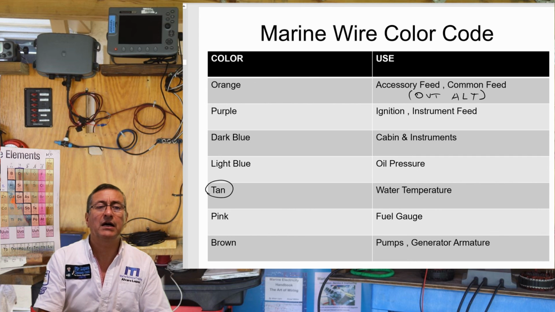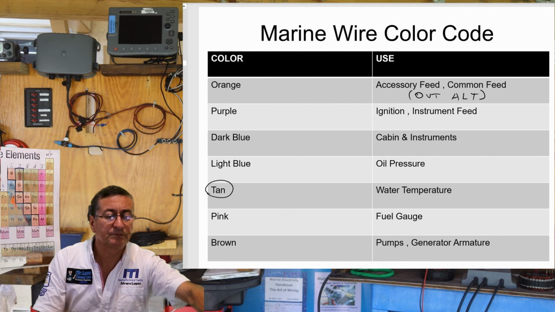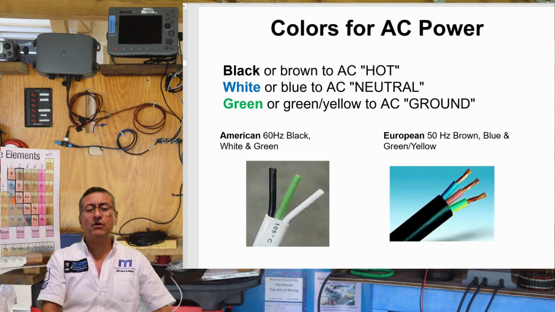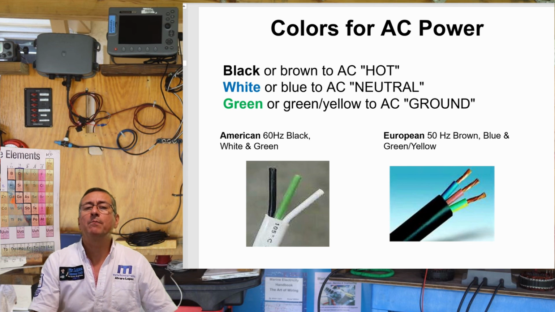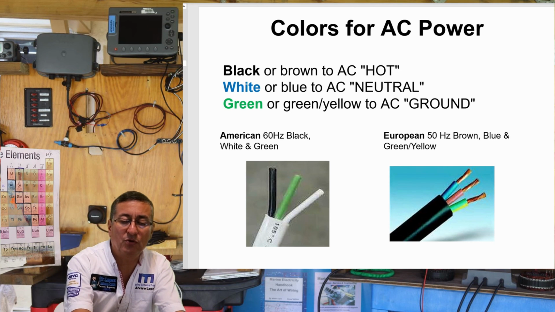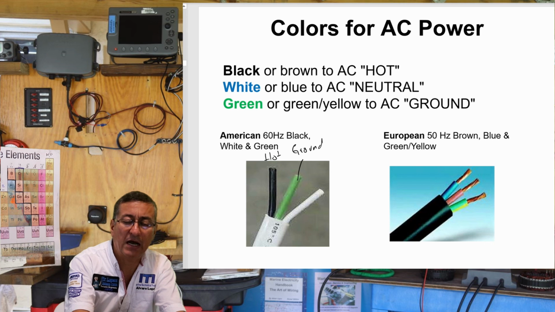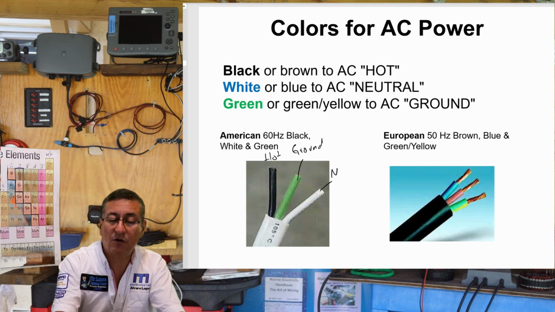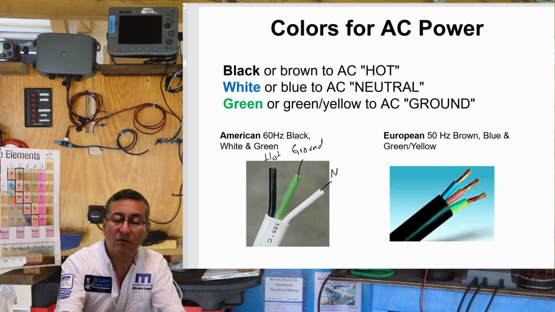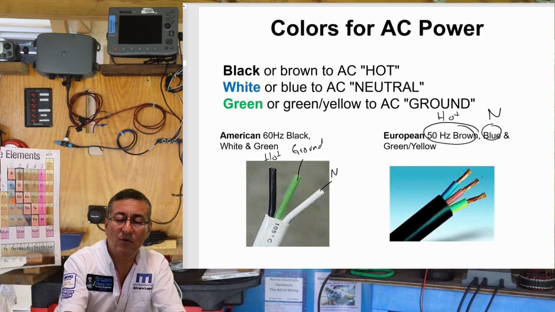All right, my friends, and right now, the color code I explained before, we are going to use for American Power. For American Power, we are going to use the black for hot line, the green for ground, and the white for neutral. In European Power, we are going to use the brown for hot, the blue for neutral, and the green with yellow strip for ground.